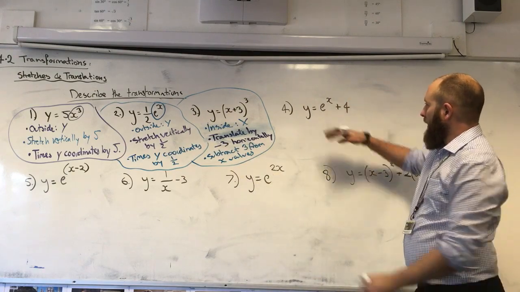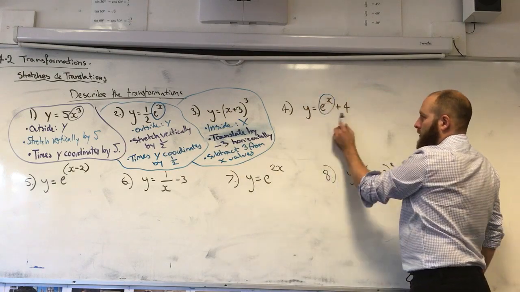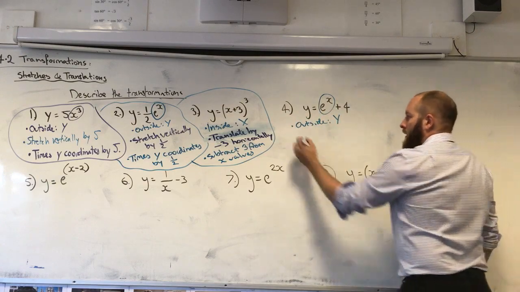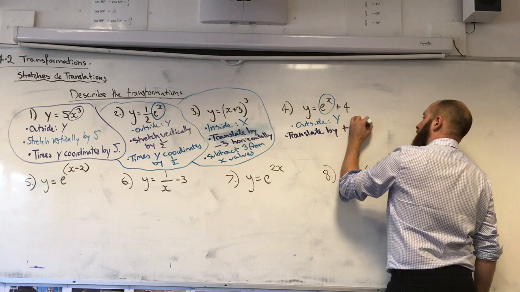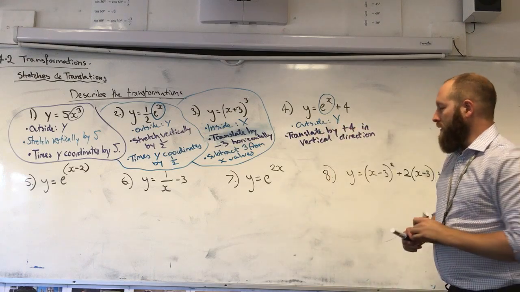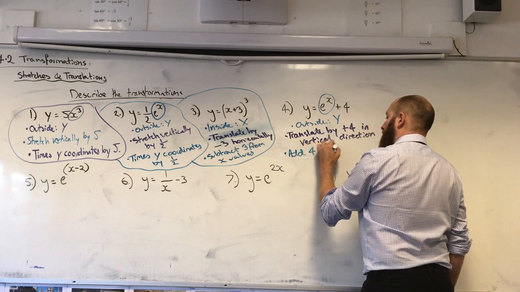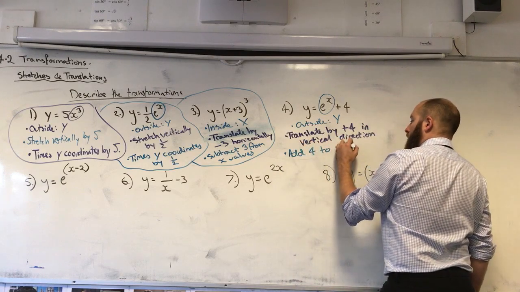Okay, next one. Again, we can draw a circle around the original function, so it's going to be outside. It says add 4, and that's what we're going to do. So translate +4 in vertical direction. In other words, add 4 to y coordinates.